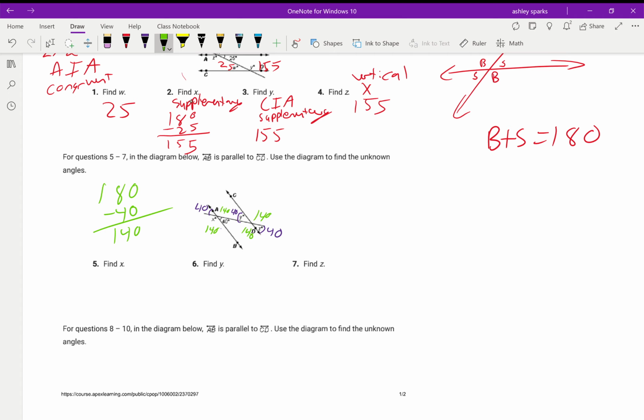Guess what? I've already filled in all my answers, so now I just got to match. The x, I was at 140. That makes sense because x and 40 are supplementary. So that's a 140. Y and the 40, well, they were alternate interior angles, so of course they're congruent to each other. And Z was a vertical to Y, thus it was congruent at 40 degrees. They're equal to each other. So there's a lot of ways to do these. You can use the definitions, or you can just use big and small.